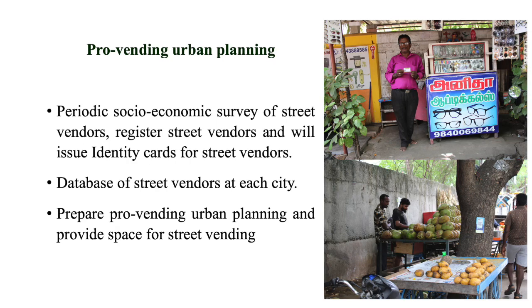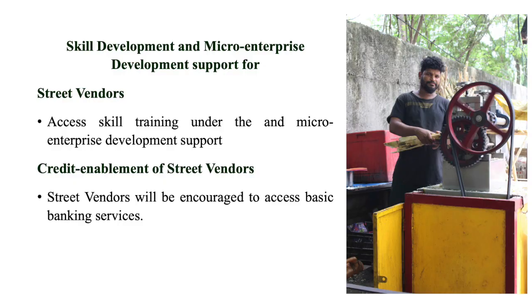Pro-vending urban planning: under this mission, states and cities will conduct a periodic socio-economic survey of street vendors, register street vendors, and issue identity cards. A database of street vendors will be developed and maintained in each city. This will enable the state and urban local bodies to prepare pro-vending urban plans and to provide space for street vending. It also includes skill development and micro enterprise development support for street vendors.